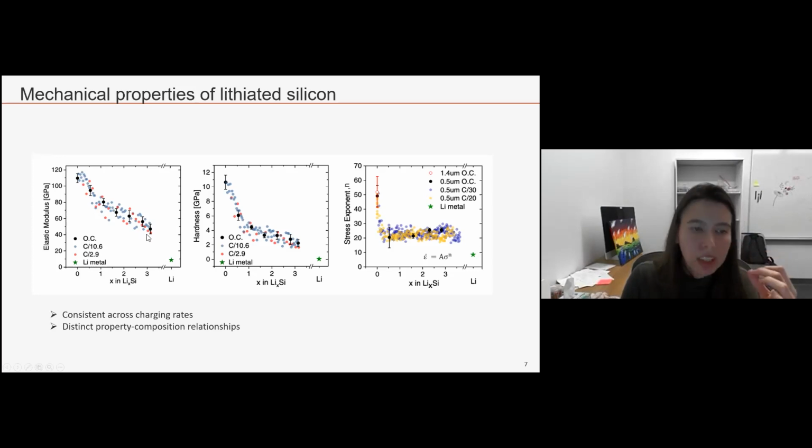I can charge it really slow. This C/10 means that it took 10 hours to charge. I can charge it faster, and I still get the same consistent data independently of how I charge. So this is the intrinsic relationship between the property and the composition. This is useful for you to model those systems. You can model how stress generates in a particle by having these constitutive relationships between stress and strain.